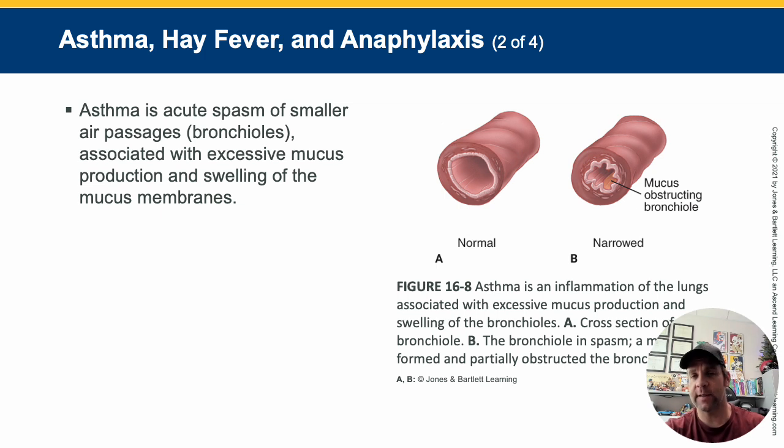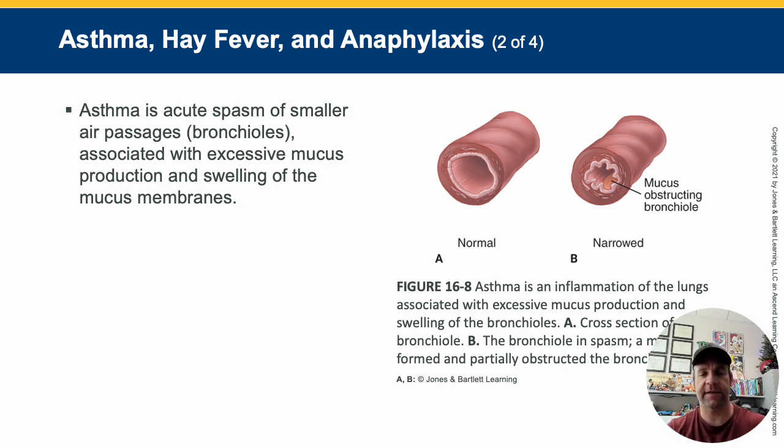So let's begin with asthma. This is a condition that involves an acute spasm of the bronchioles, which are the smallest branches of the lower airway. During an asthma attack, the muscles around the bronchioles tighten, the lining becomes inflamed, and the airway fills up with thick mucus. That makes it extremely difficult for air to flow in and out.